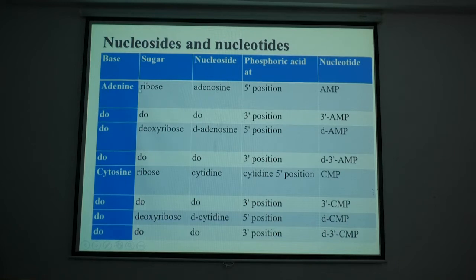That means this is the nitrogenous base and ribose is the sugar. Then that is the nucleoside. And when that nucleoside attaches with a phosphoric acid or phosphate, then it will form the nucleotide. Like that, these are all the examples.